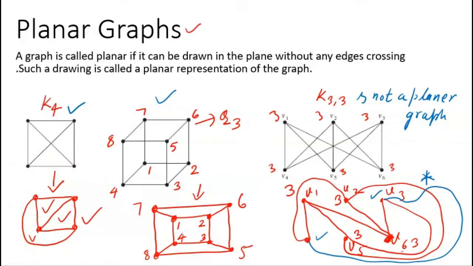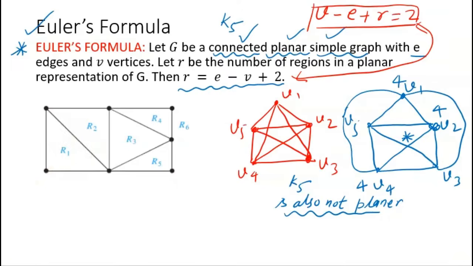We don't miss counting the region lying outside also. So if I talk about this particular graph, you can clearly see that it has 1 region, 2 region, 3 region, 4 region, 5 region, and there is 1 region outside this also, so that is the 6th region. So I hope you got the point of how to count the regions.